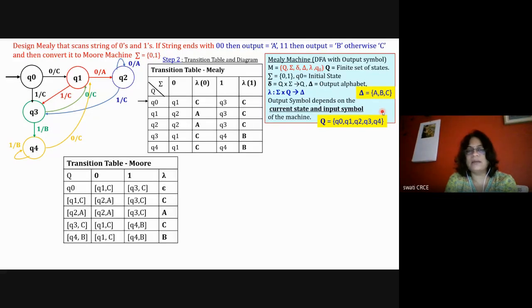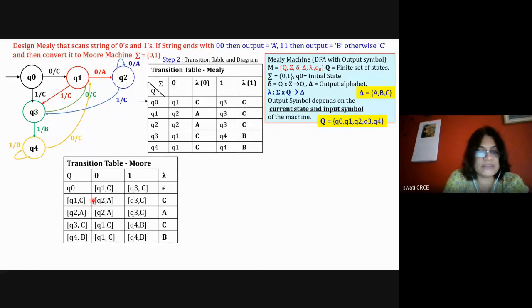Sigma, delta and lambda. Now draw the table. Because there was no space, I'm not writing the final answer, but you write the final answer. I have written down only two things, capital Q and delta, for the Mealy machine's final answer. That is the next step. Then the transition table for the Moore machine is this.